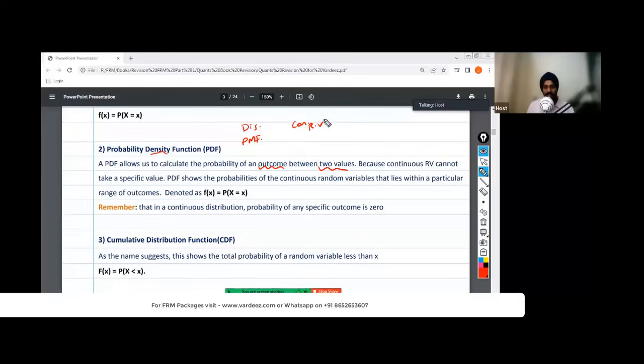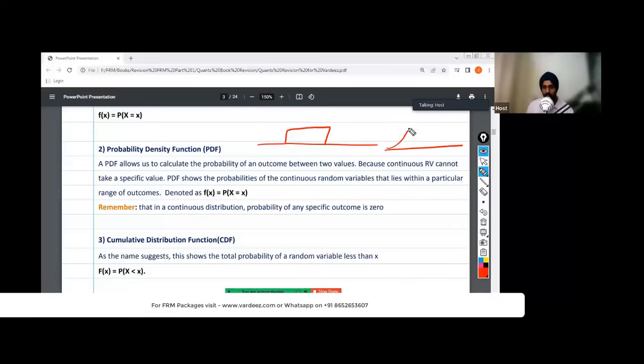Let's say I have a continuous random variable, something like the probability of default in percentage, or something that just goes on to infinity. Then how can I find the probability of those events? Well, in that case, I'm going to be using the PDF, which is the probability density function. There are many different types of PDF.